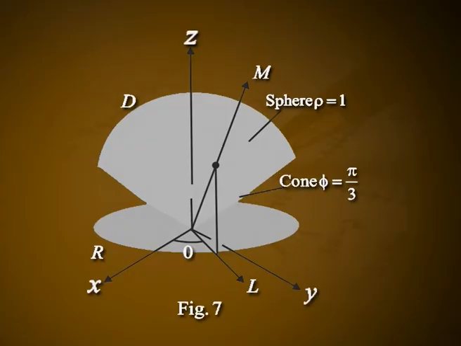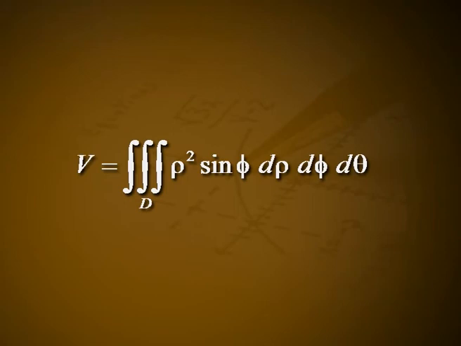Example 8. Find the volume of the upper region D cut from the solid sphere rho less than or equal to 1 by the cone phi equal to pi by 3. Solution. A rough sketch of the region D and its projection R on the xy plane are given in figure 7. The volume is determined using the formula V equals triple integral over D rho squared sin phi d rho d phi d theta.